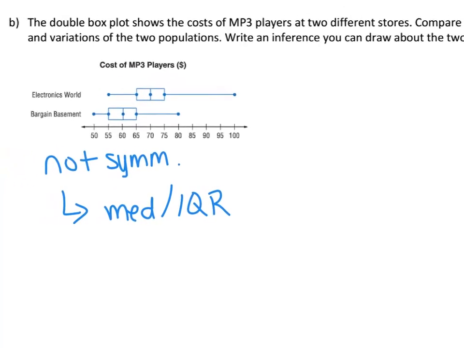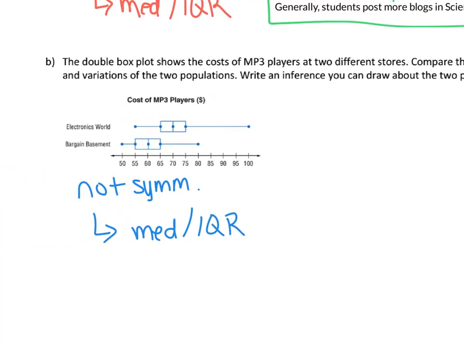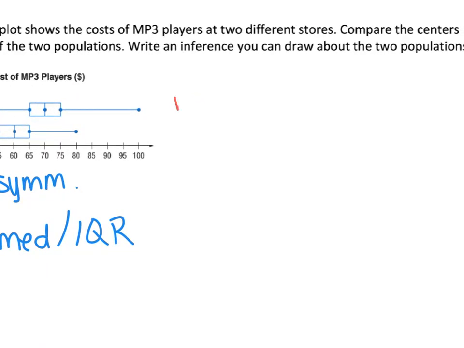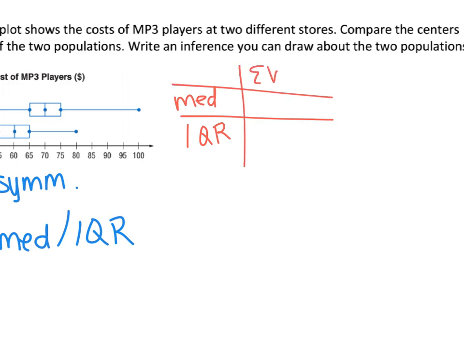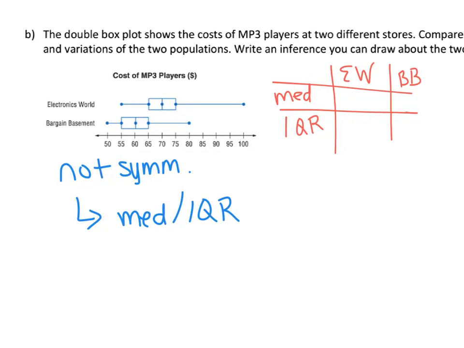Okay. So this is just like the one above. Again, I'm going to make myself a little chart. We're doing median and IQR. And we are doing this for electronics world and bargain basement. Our median, again, is that center vertical line, that center bar. So 70 is for electronics world. And bargain basement is at 60.